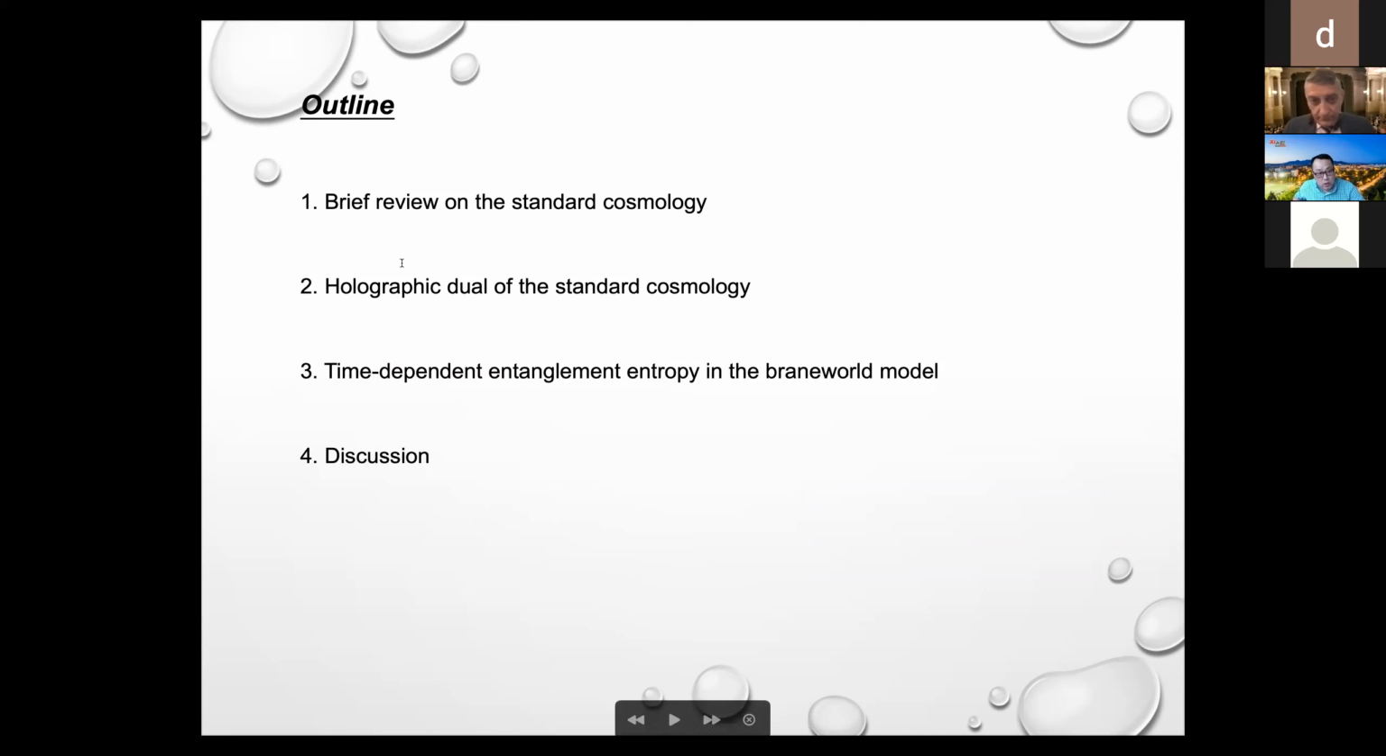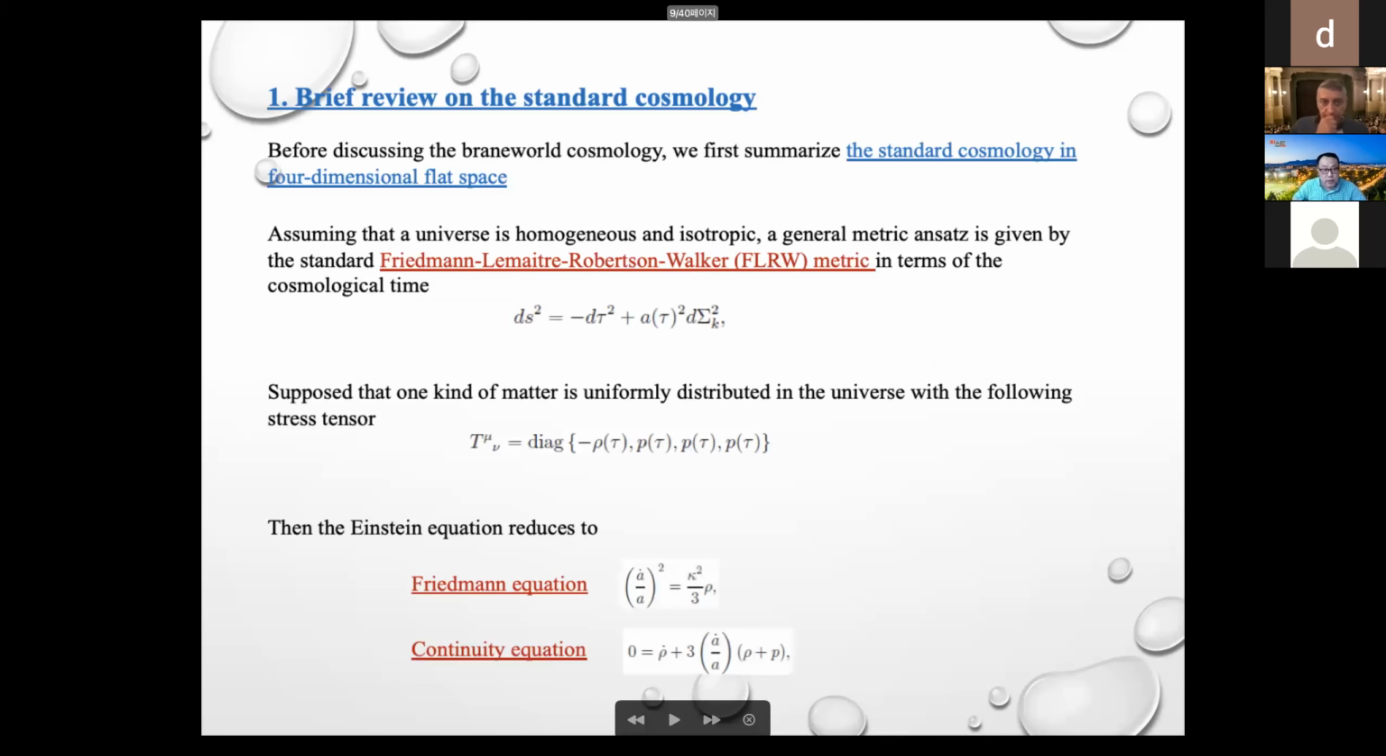So I first describe how we can make some holographic dual of the standard cosmology, and then I calculate the entanglement entropy in the brane world model, which is some dual of the standard cosmology. Okay, so compared to some holographic model, I summarized the important features of the usual standard cosmology.